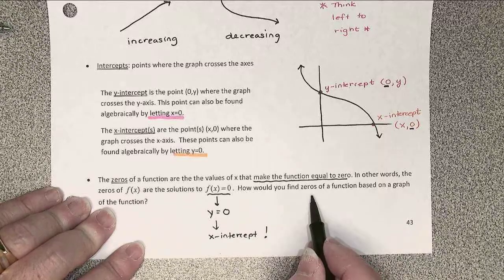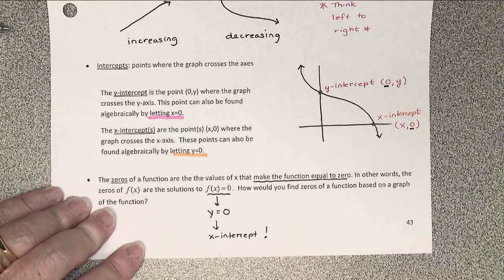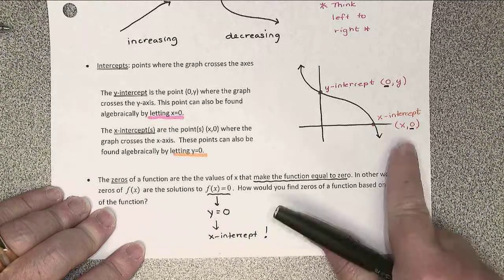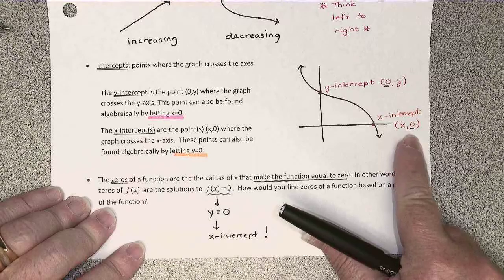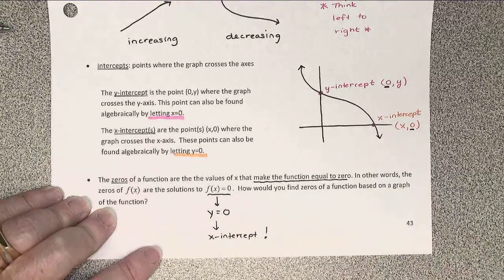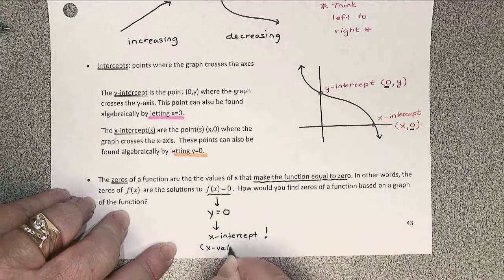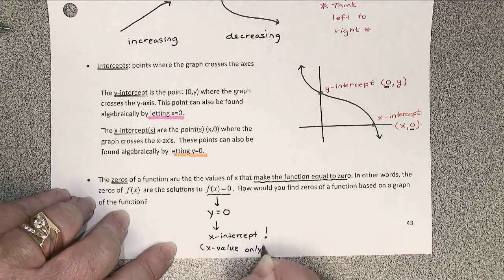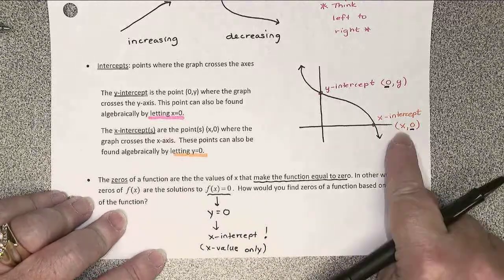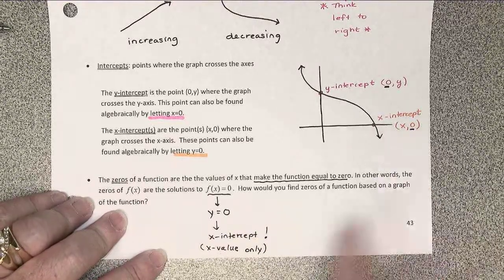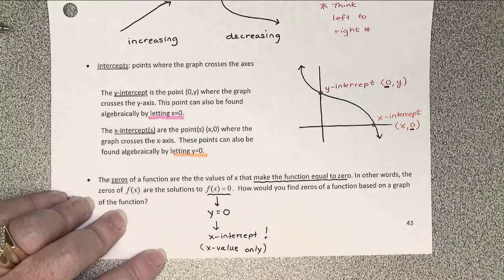So how would you find the zeros based on a graph? You just look for the x-intercepts. There is a subtle mathematical difference between being asked for an x-intercept and being asked for a 0. The x-intercept is actually a point, x comma 0. The 0 is just the x value itself. So if my x-intercept was 5 comma 0, then the 0 would just be 5. Essentially, once you have one, you really know the other as well.